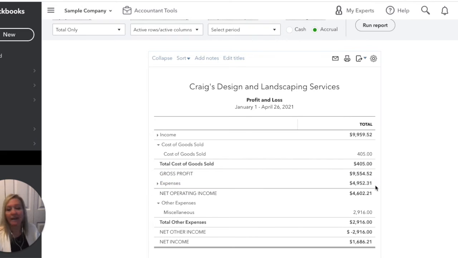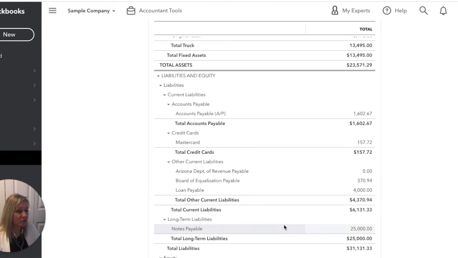Then if we look at our expenses, we can see, and if I just collapse this here, that we've spent $4,952 on purchases, but some of those purchases we may not have paid for yet. And so we're going to find the ones we haven't paid for over in accounts payable on our balance sheet. So if we click over here to our balance sheet and we scroll down to the liabilities and equity section, we have an accounts payable balance. So of those purchases that we made, we have not yet paid for $1,602 of those purchases. So that's what it looks like when you're doing bookkeeping on an accrual basis.